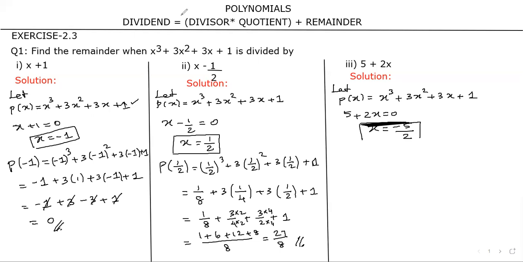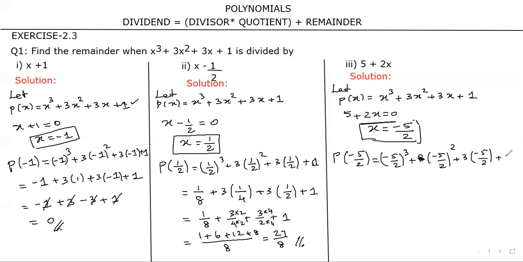So here, after finding this value, you just apply it in the polynomial. P of minus 5 over 2 equals minus 5 over 2 the whole cube plus 3 times minus 5 over 2 square plus 3 times minus 5 over 2 plus 1. So just solve this. Minus 5 cube: 5 into 5 is 25, 25 into 5 is 125, and negative 125 will be there because it is an odd degree, so the sign stays as it is.